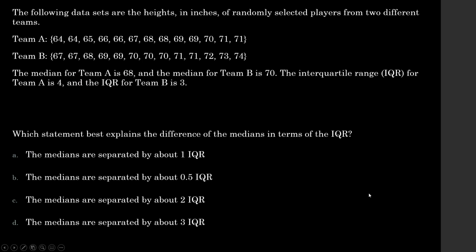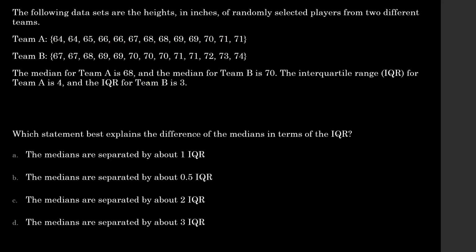Alrighty. Next question. So here we have two teams, and the following numbers we're given are about their heights. And we want to know what statement best explains the difference in the medians in terms of the interquartile range. So IQR stands for interquartile range. It tells us that the median is the middle, which means if I were to go like this and cross off 1 from each side, I would be finding the median. You just want to do this until you get to the very center and you can't do it anymore, which means that for team A, 68 would be my median, which is what it tells us down here.